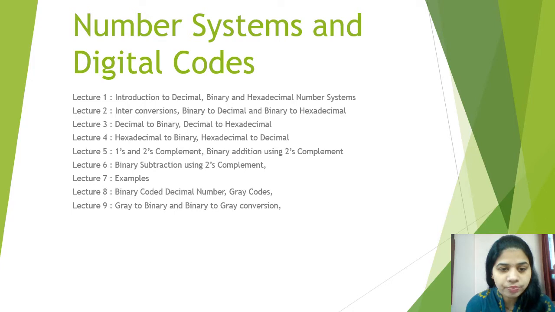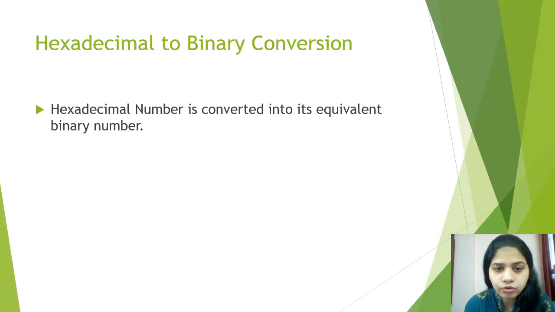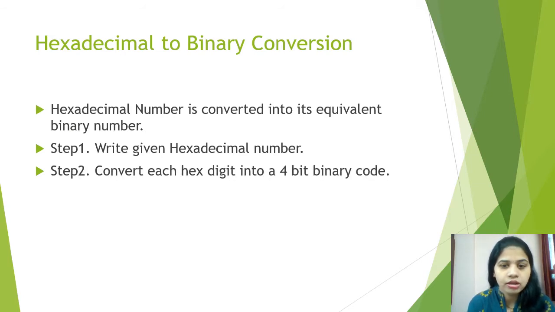And these are the future topics. Okay, so let us start with the interconversion of hexadecimal to binary. Now we have to follow some steps for converting any hexadecimal number into its equivalent binary number. So these are the steps. First, we have to write the given hexadecimal number. We have to convert that hex digit into its corresponding equivalent 4-bit binary code. Each hex digit we have to convert into its corresponding equivalent 4-bit binary code.